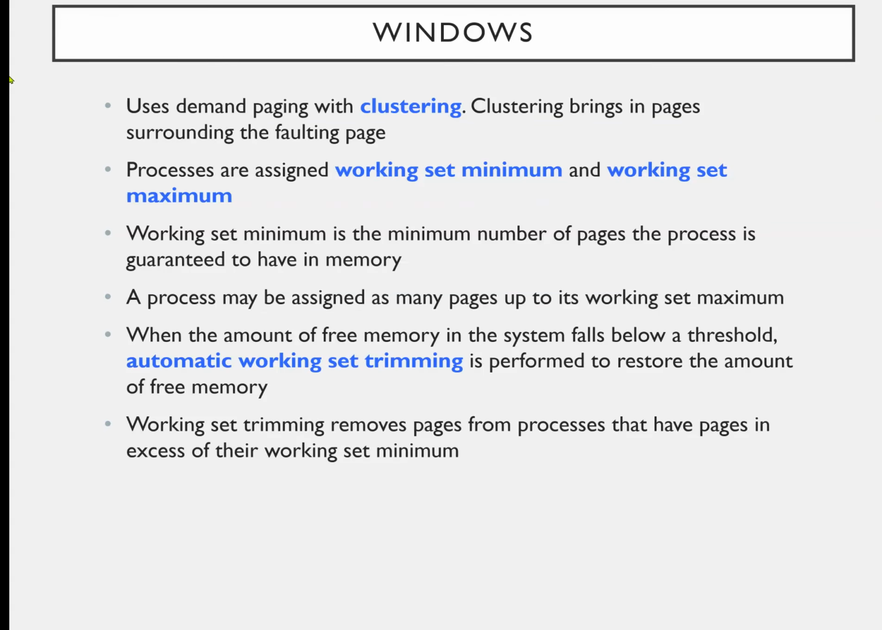Okay. Windows uses demand paging with clustering. Clustering brings in pages surrounding the faulting page. Processes are assigned a working set minimum and a working set maximum. Working set minimum is the minimum number of pages guaranteed. A process can have up to the maximum. When the amount of memory in the system falls below a threshold, automatic working set trimming is performed to restore the amount of memory. Working set trimming removes pages from processes that have pages in excess of their working set.